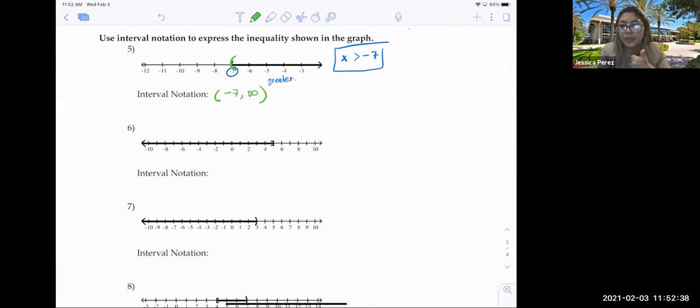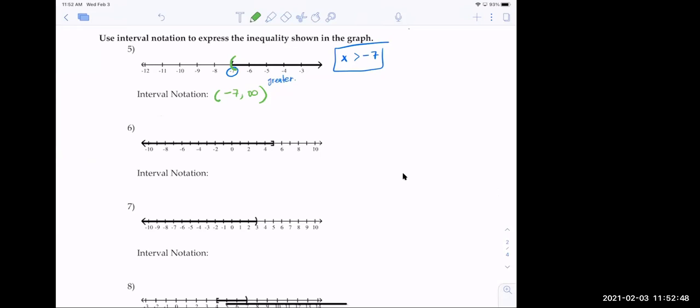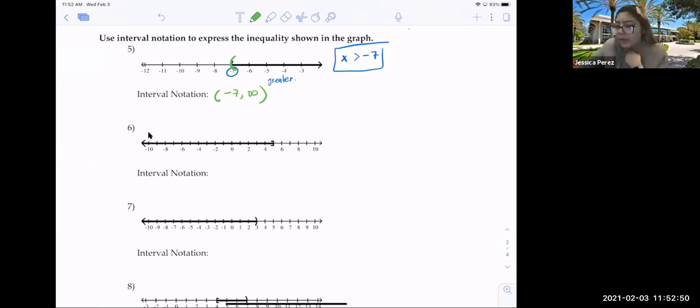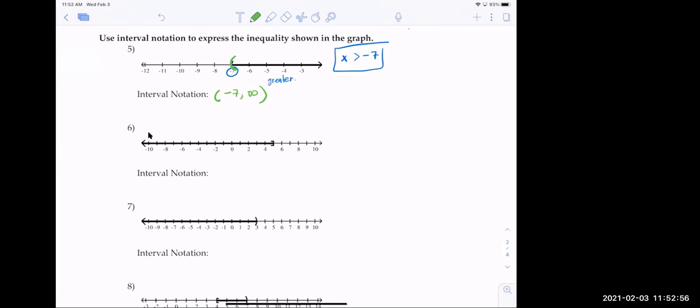So I'm going to go ahead and call on Michael. Are you in here? All right, perfect. So tell me what would be your inequality? Not your interval, your inequality. It would be x is less than or equal to 5.